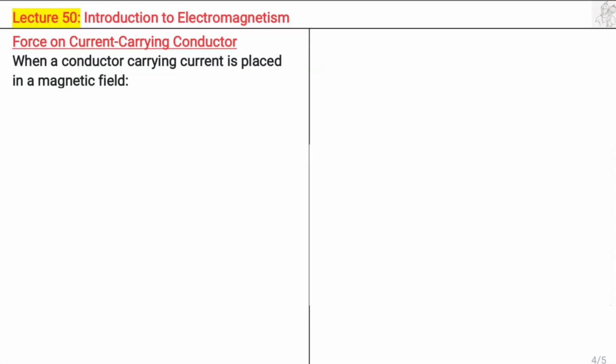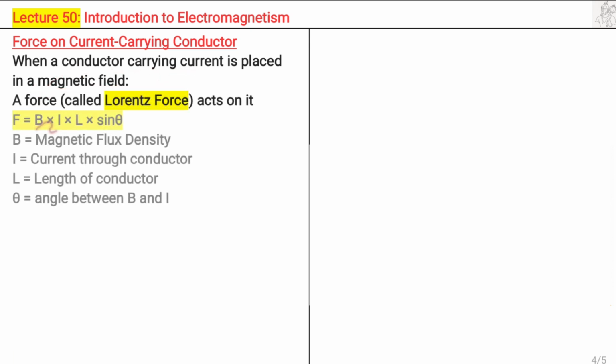Finally, let's move on to the force on the current carrying conductor. So when a conductor carrying current is placed inside a magnetic field, it experiences a force, and this force is known as Lorentz force. The formula for this force is simply BIL sine theta, where B is the magnetic flux density, I is the current through the conductor, L is the length of the conductor, and theta is the angle between B and I. Let's move on to the animation to further understand this.